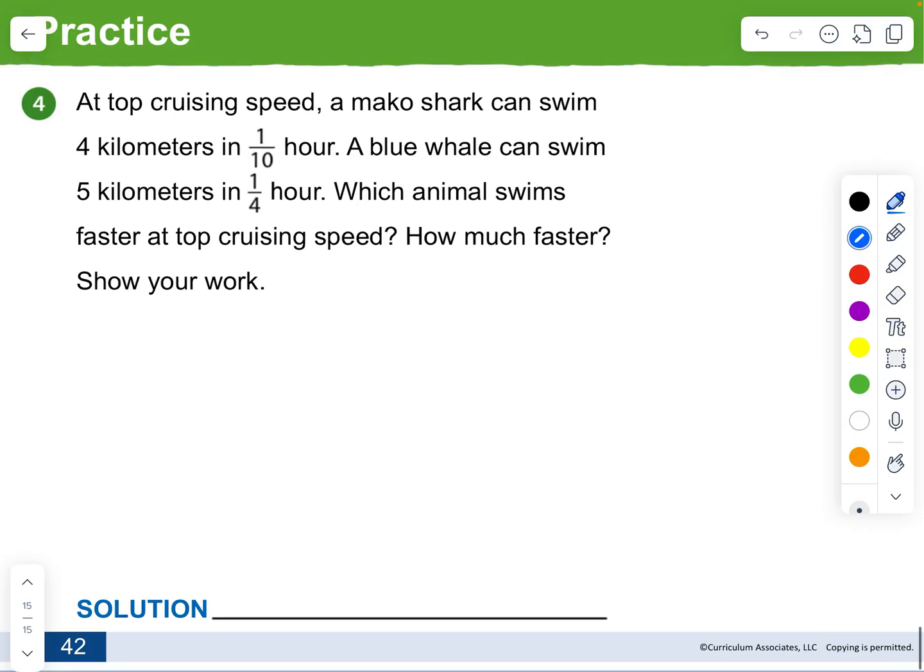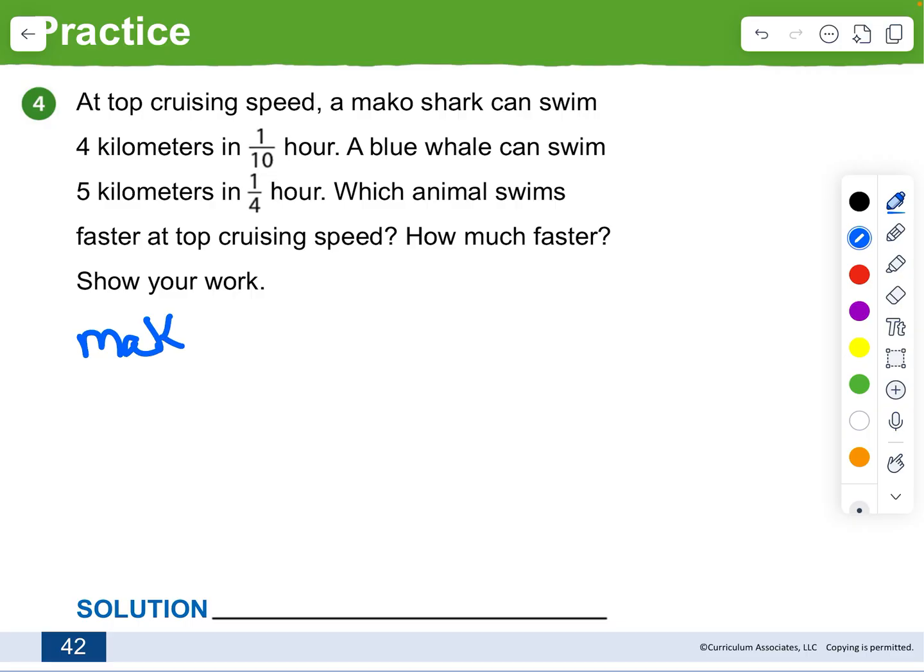And last one for today. At top cruising speed, a mako shark can swim 4 kilometers in 1/10 hour. A blue whale can swim 5 kilometers in 1/4 hour. Which animal swims faster at top cruising speed? And how much faster? So we're talking about speed. We're going to go kilometers per hour.